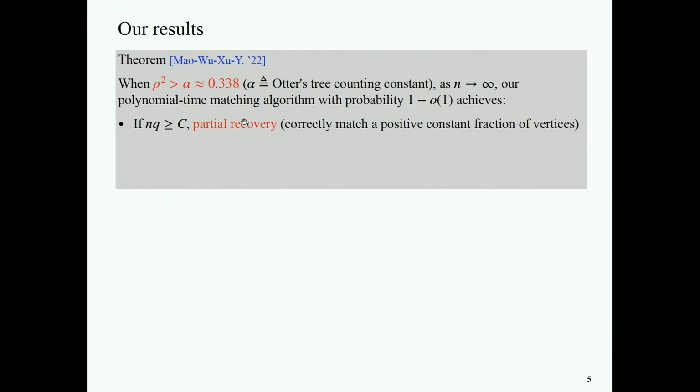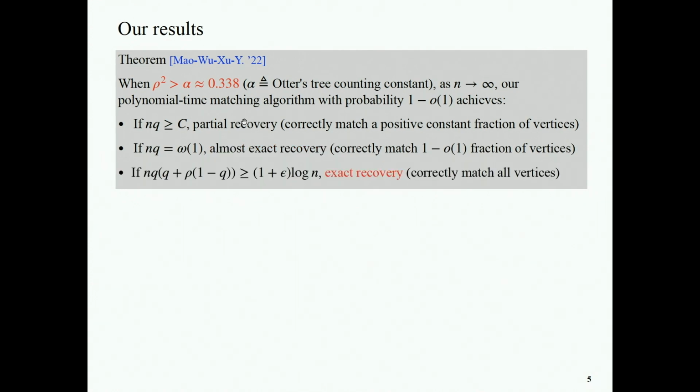And as the graph gets denser, say the average degree diverges as the graph size diverges, then our algorithm could achieve almost exact recovery. That means we can almost correctly map the nodes between these two networks. And when the graph gets even denser, such that this condition here is satisfied, then we can achieve exact recovery. That means we can correctly identify every user between these two networks.